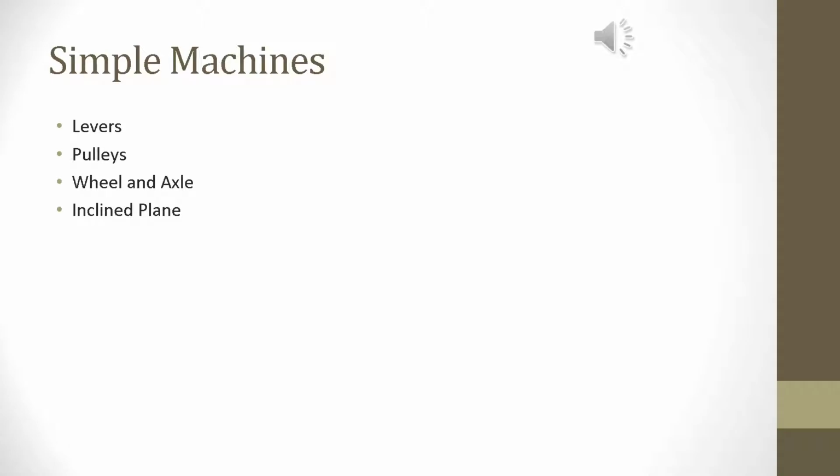Some more words to describe movement using physics terms are levers, you may have heard them called, pulley systems that we're going to examine, something called the wheel and axle, and then the incline plane, which is pretty much what it sounds like, an inclined surface like a ramp, where we're going to discuss how changes make motion or movement easier or harder.